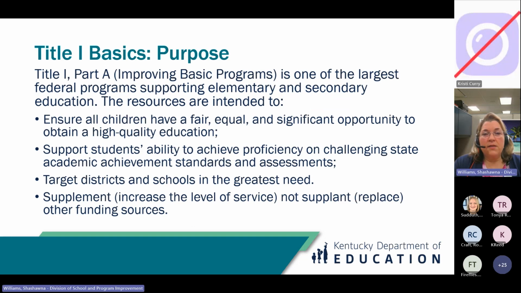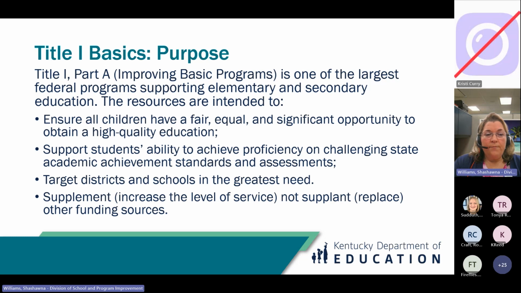So because Title V does support the other programs, it is important to know the intent of each of the title programs to better understand how to support it. First, I'm going to do a presentation about Title I and its purpose.